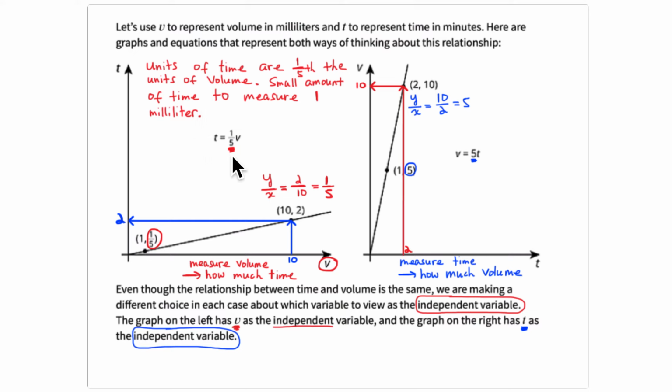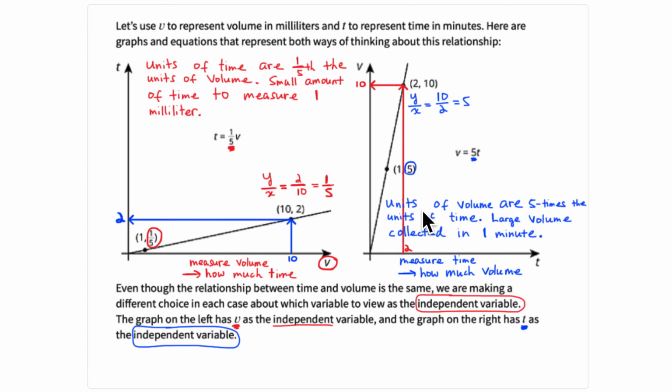So this is a constant of proportionality that's less than 1. This is 1/5 of the volume that's measured, the units of volume. Whereas on the right side, the units of volume are 5 times the units of time. So in this case, it takes 2 minutes to measure a volume. So the volume is going to be 5 times the amount of time. So it's 5 times that 2 to get to 10 milliliters. So it's a large volume that's collected in this 1 minute. So right here, 1 minute, you collect 5 milliliters.